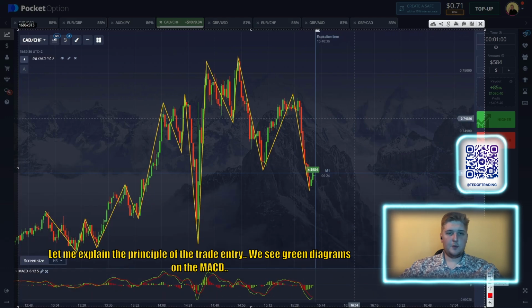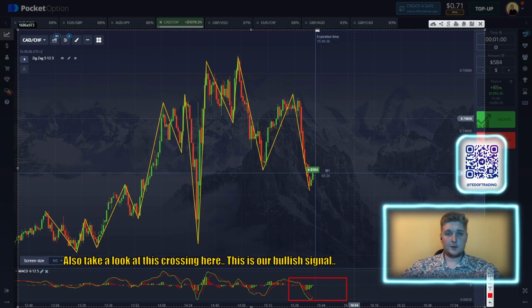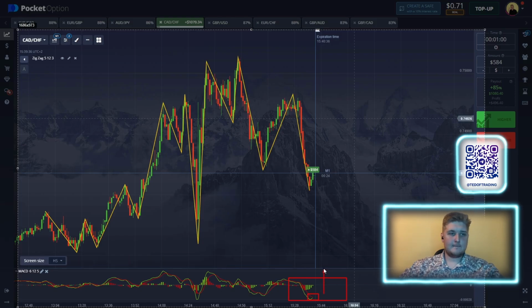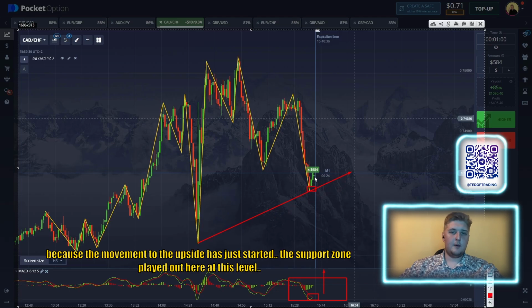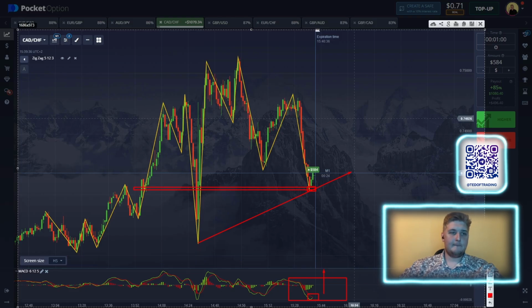Let me explain the principle of the trade entry. We see green diagram on the MACD. Also take a look at this crossing here. This is our bullish signal. Also the updating of the local low at this point, which is really good because the movement to the upside has just started. The support zone played out here at this level.